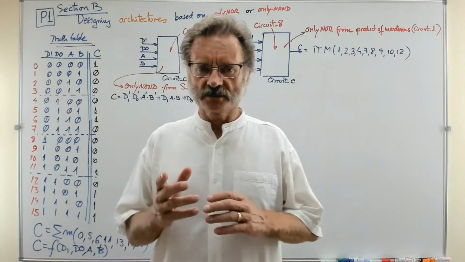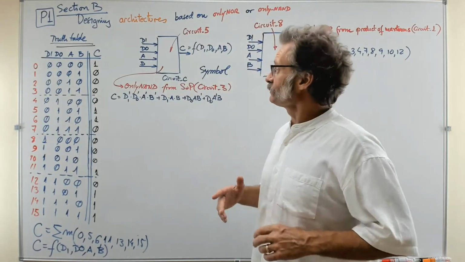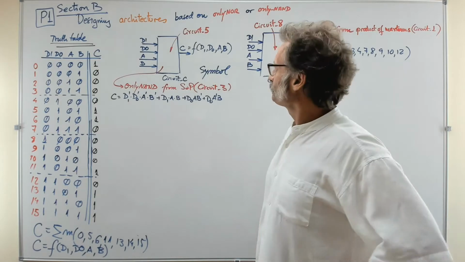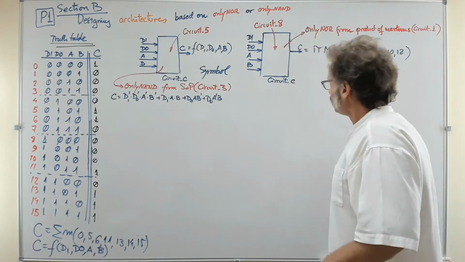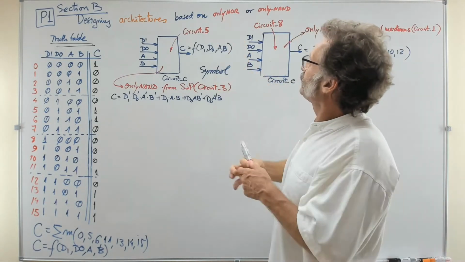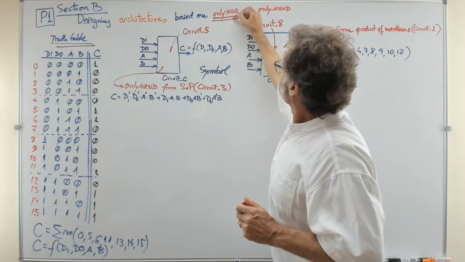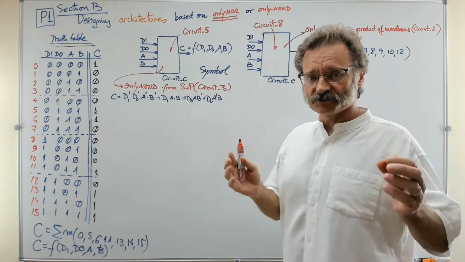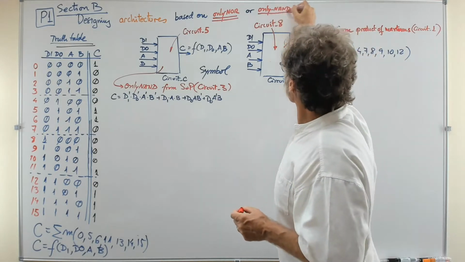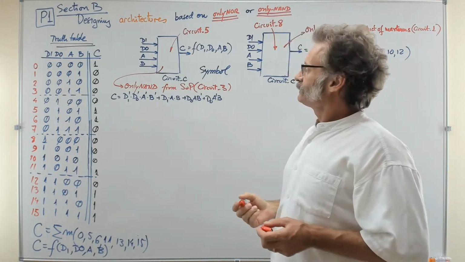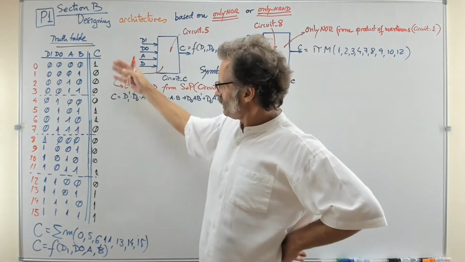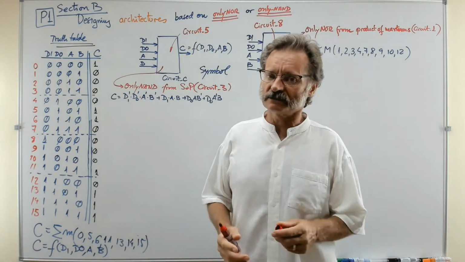Okay, so let's continue with this series of designing architectures, but this time they are going to be based on only NOR circuits. Only one type of gate is allowed in the structure of the circuit, or just only NAND, that way. So you have, for example, the typical truth table. We have to take a table as an example.